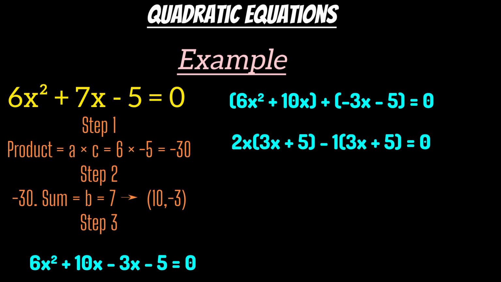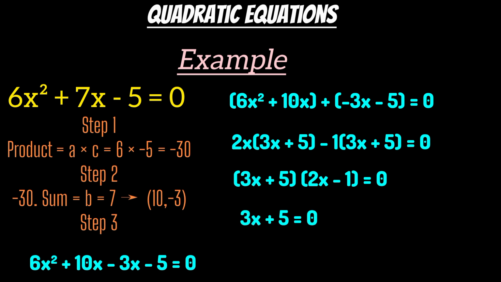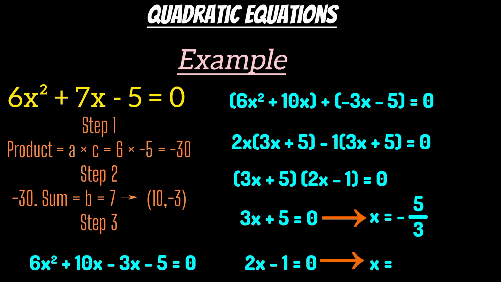Step 5, we factor the common bracket and we shall have (3x plus 5), and the other bracket shall be (2x minus 1). Now we solve for each case separately and we shall have 3x plus 5 is equal to 0, and we get x as negative 5 over 3. We also have 2x minus 1 is equal to 0, and we get x as a half. So our solutions are x is equal to negative 5 over 3 and x is equal to a half.